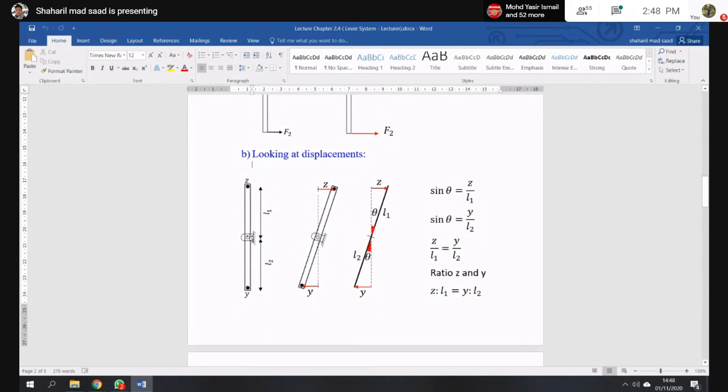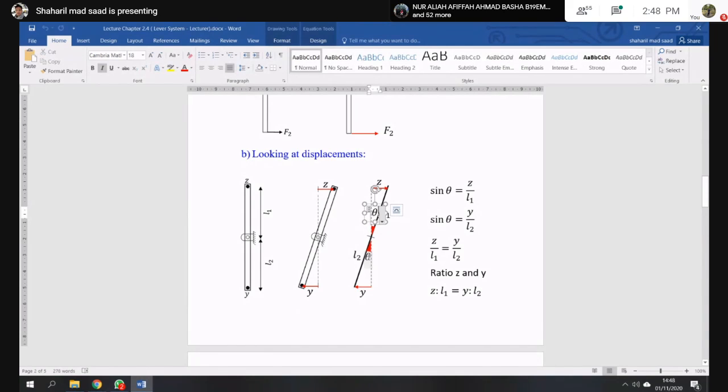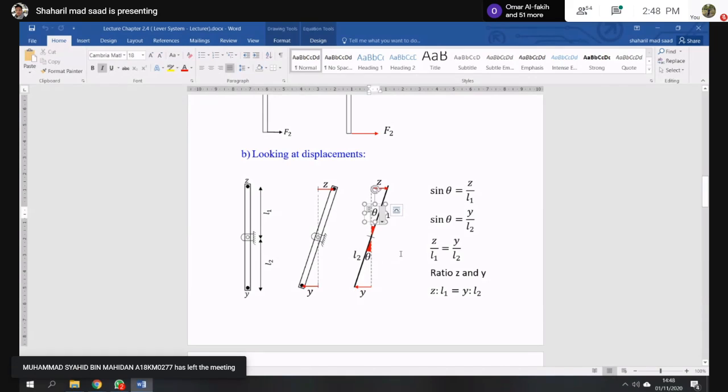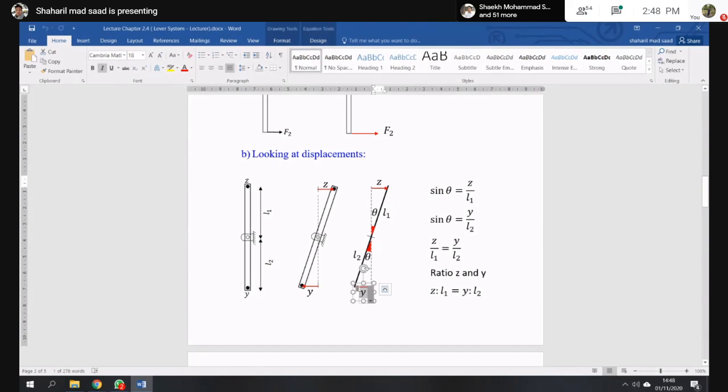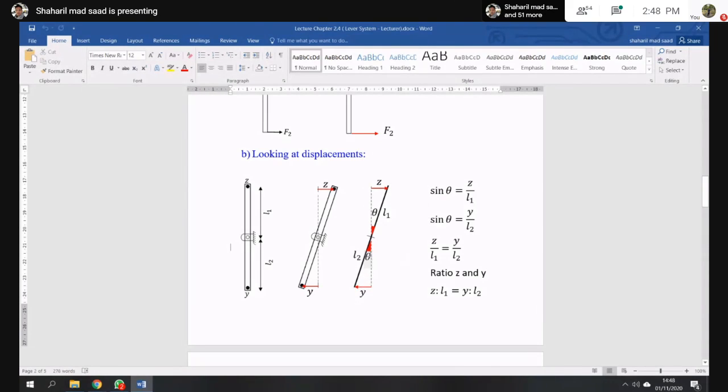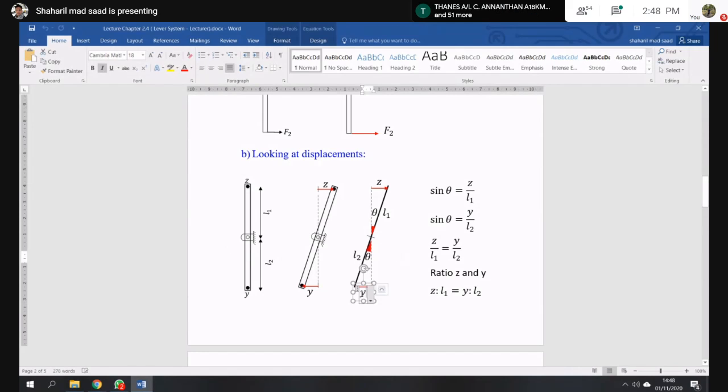When you have the lever system here, it will give you some angle, for example theta, and the same angle appears on both sides. From this angle you can find sine theta, which is Z over L1. This gives you some displacement, Z and also Y. Then for the same angle, sine theta is equal to Y over L2.